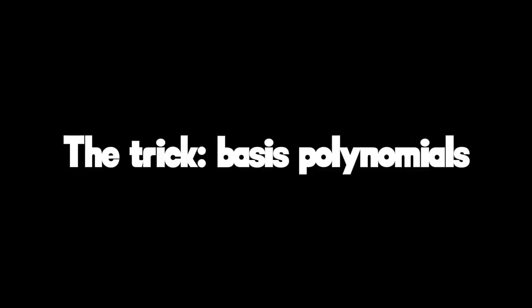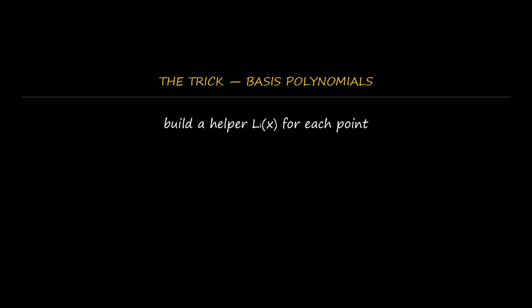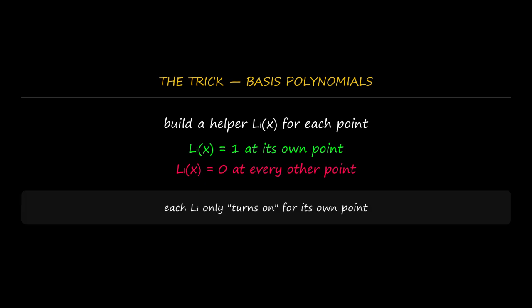The trick: basis polynomials. The trick is to build a small helper polynomial for each point, called a Lagrange basis polynomial. Each one is designed to equal 1 at its own point and 0 at every other point. Build a helper L sub i of x for each point. L sub i of x equals 1 at its own point and equals 0 at every other point. Each one only turns on for its own point.